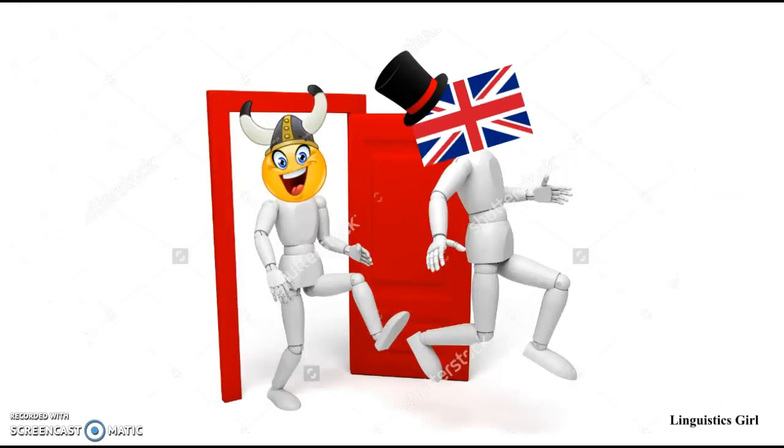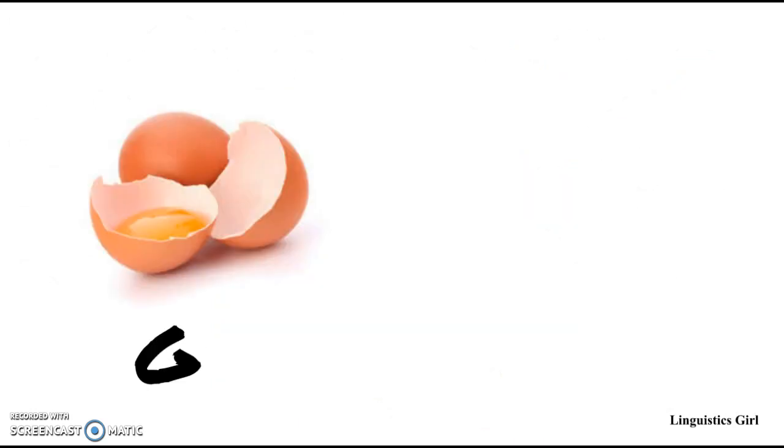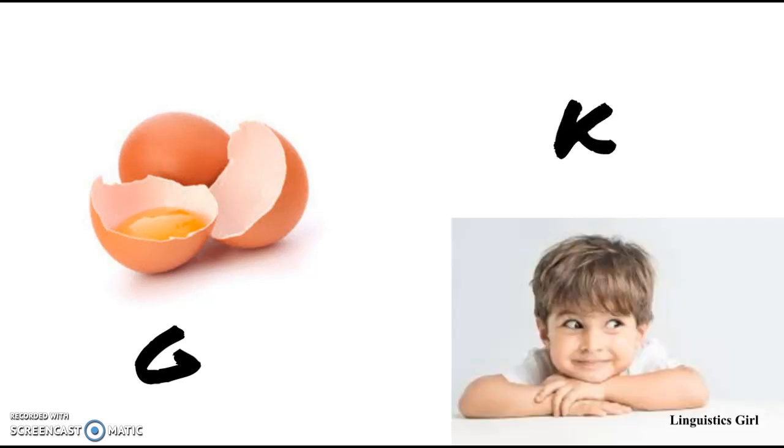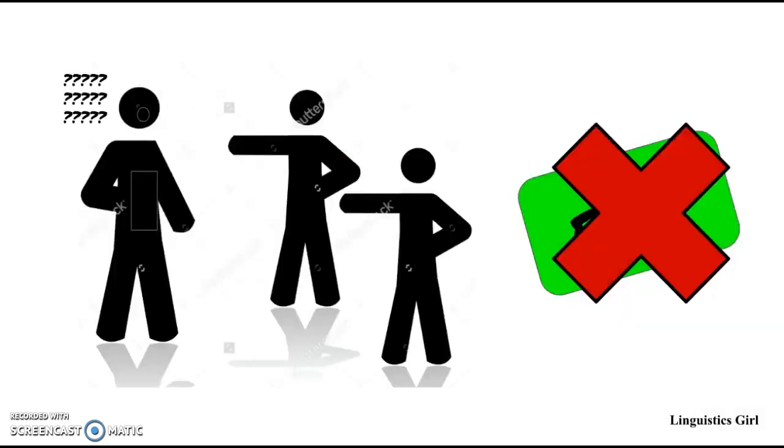Over time, Viking consonants began to replace Old English sounds. Modern English sounds taken from Old Norse include the hard G sound like egg and the hard K sound like kid. Moreover, pronouns and verb forms also changed to the Old Norse forms.